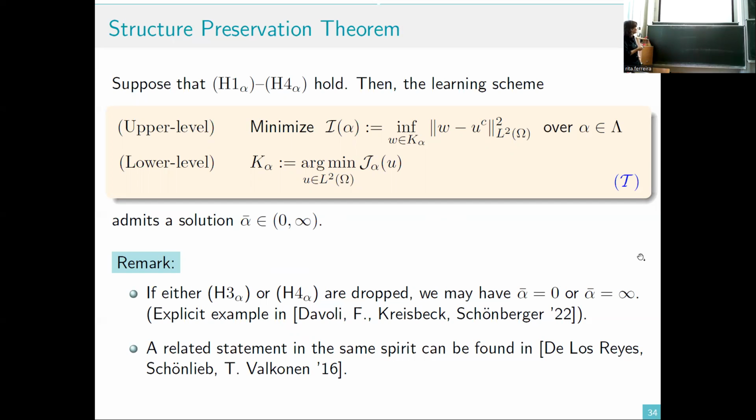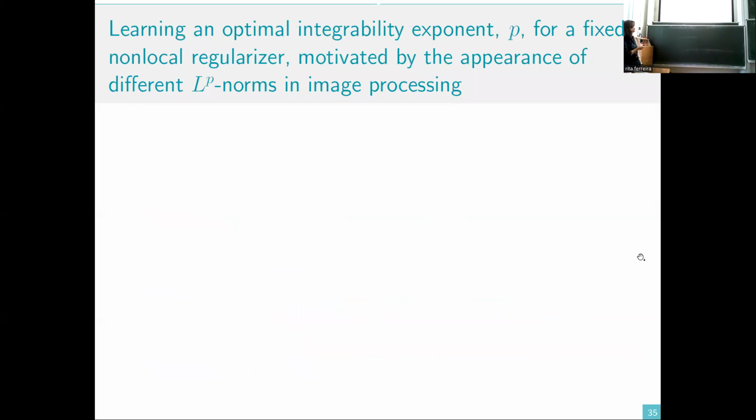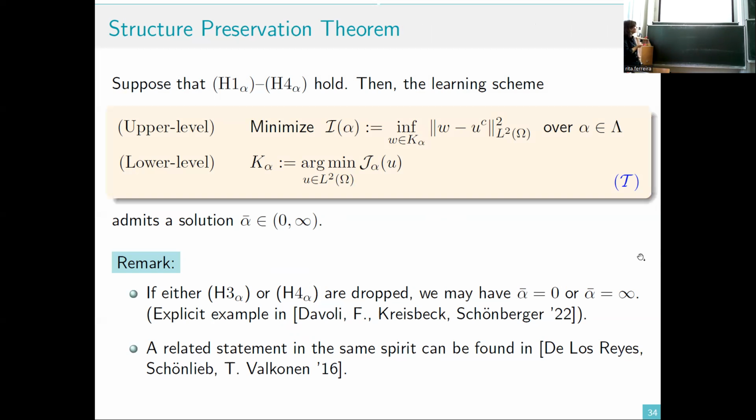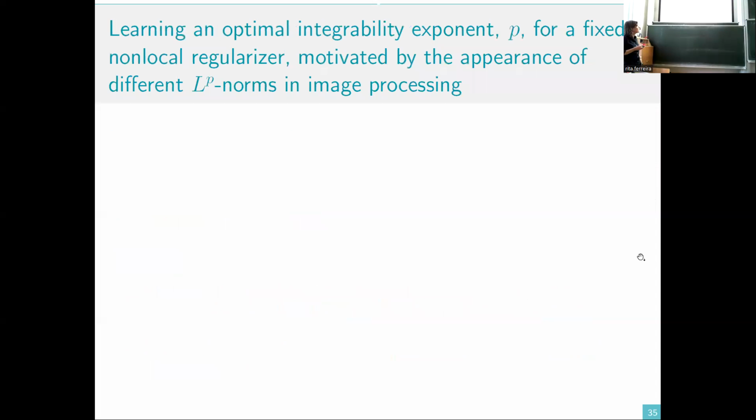One thing that we also show with examples is that if you drop any of these conditions, then the optimal parameter can actually be reached at the extremities. So this is how we show the optimality of these conditions. Let me also mention that a related statement can be found in this paper by Delospace, Lieb and Valkonen.